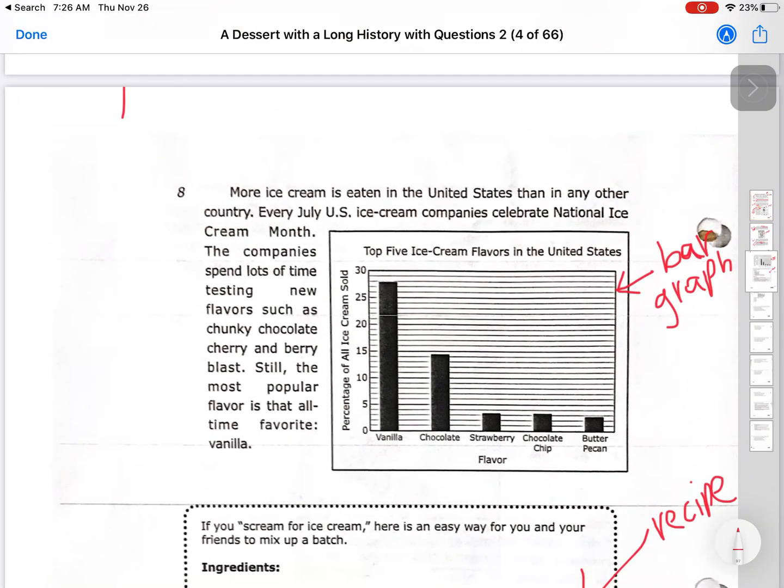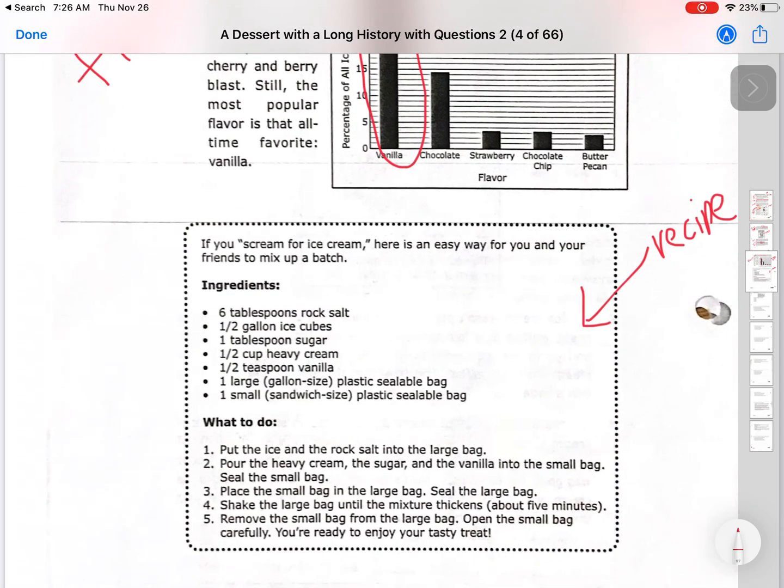More ice cream is eaten in the United States than any other country. Even in July, U.S. ice cream companies celebrate National Ice Cream Month. The companies spend lots of time testing new flavors such as chunky chocolate cherry and berry blast. Still, the most popular flavor is that all-time favorite, vanilla. And they gave you a bar graph to show how people voted. So I'm going to put flavors on the side. And then I'm going to circle right here where it shows that vanilla is still the favorite.